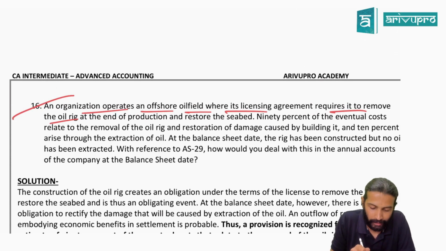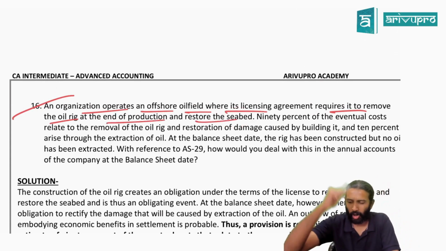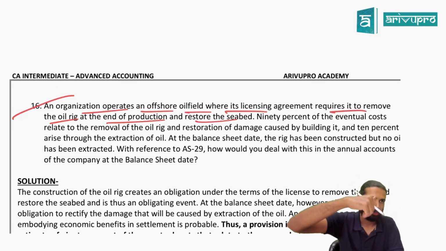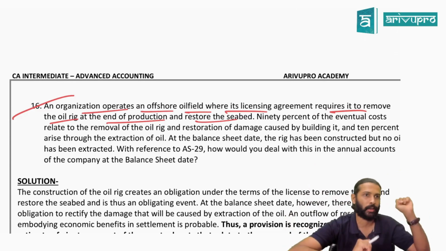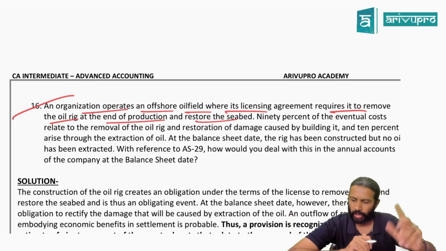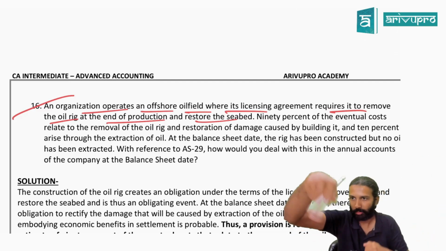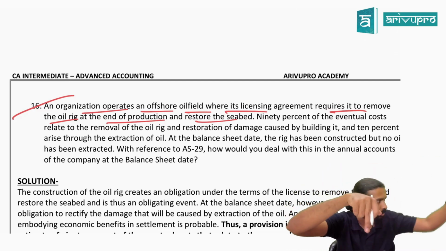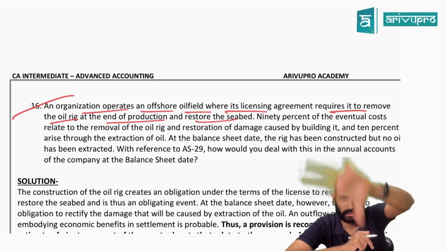An organization operates an offshore oil field where its licensing agreement requires it to remove that oil rig at the end of the production and restore the seabed. Sir, oil and all you'll extract. Correct? You'll dig the oil inside the ocean and extract it. That's how it works. So to dig out that oil, you'll construct an oil well, just like normal water wells.